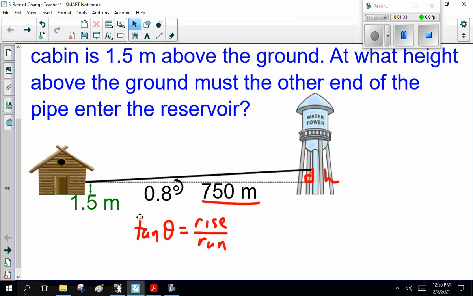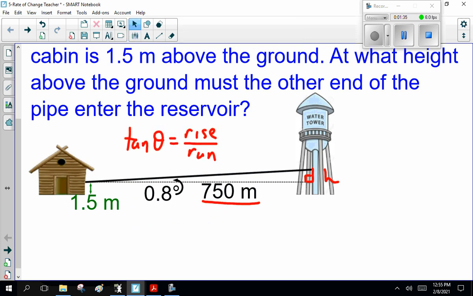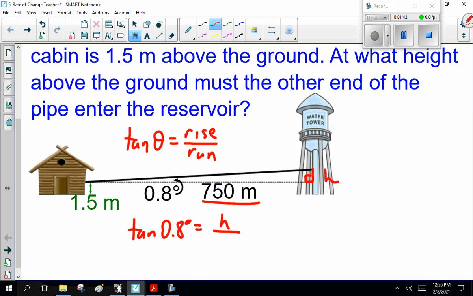Of course, we have a lot of space here, so I'm going to move this up here. So this is tan 0.8 degrees equals the rise, h, over my run, 750 meters. So it's h divided by 750. How do I get rid of divide by 750? I multiply both sides by 750 meters.